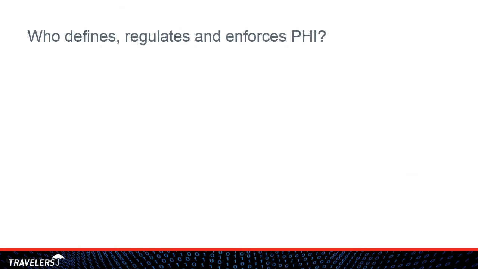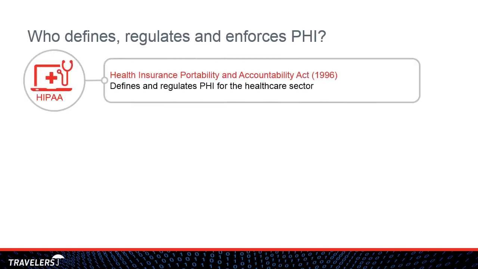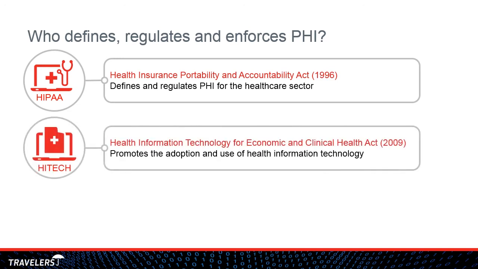All of this PHI is primarily regulated by two federal statutes, HIPAA and a companion statute known as HITECH. HIPAA was enacted in 1996. It established, for the first time, a set of national standards for defining and protecting personal health information. HITECH, the Health Information Technology for Economic and Clinical Health Act, was enacted in 2009.